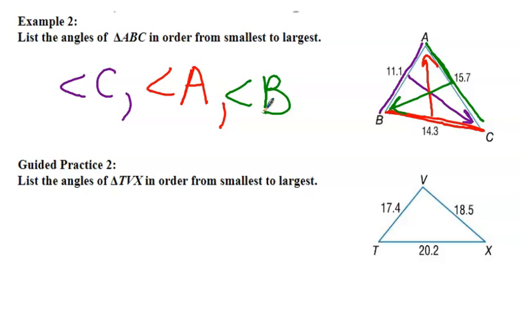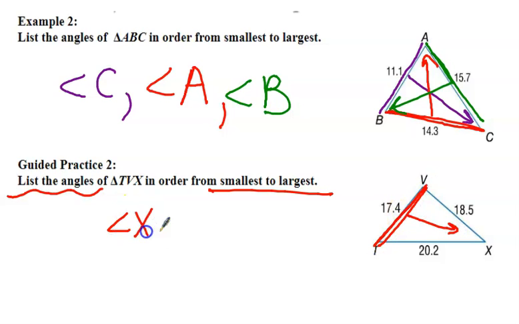Now I want you to try that for the next one. Again, from smallest to largest, you're going to list the angles. If the smallest side is 17.4, the angle that goes with it is angle X. Pause the video, finish it up, and then I'll see you on the next problem.